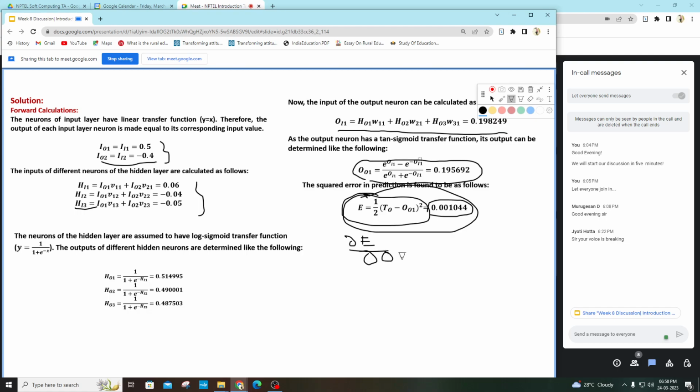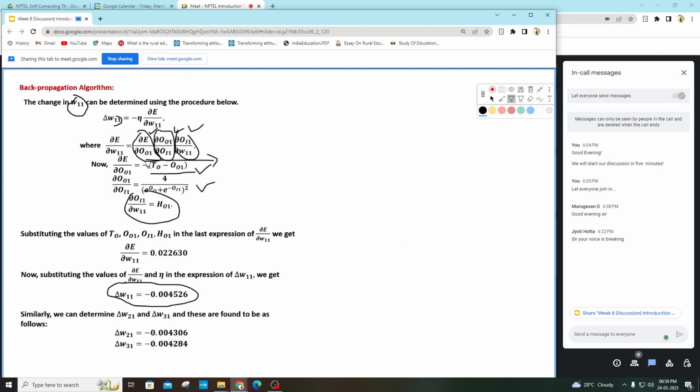Okay, so for O1 you can do it, and it will be half into. Okay, have you understood this? How we got this, del E by del O1. Similarly, you can check for del O1 by del OI1.